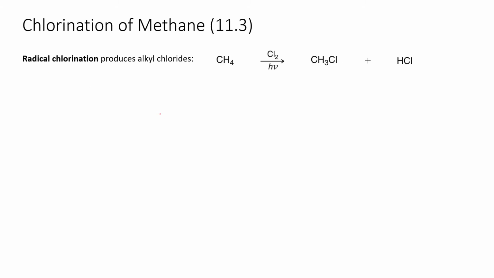So let's specifically discuss the chlorination of methane. Radical chlorination produces alkyl chlorides. So again, if we react methane with chlorine and we shine the light, then we'll get chloromethane and hydrogen chloride. That first step is the initiator. Here we're going to shine a light, and so we get that first step. And we see here, again, we get homolytic cleavage, and so we will form two chlorine radicals.